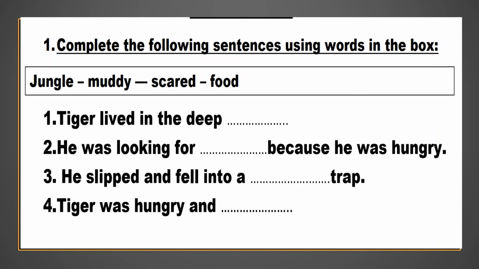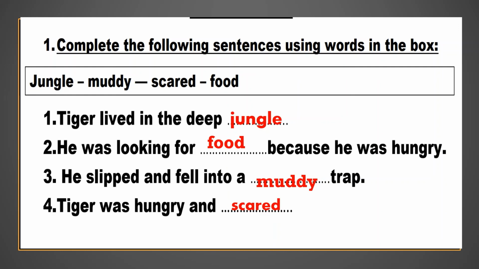One, tiger lived in the deep jungle. 2, he was looking for food because he was hungry. 3, he slipped and fell into a muddy trap. 4, tiger was hungry and scared.